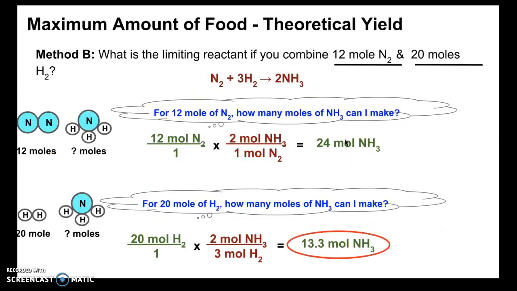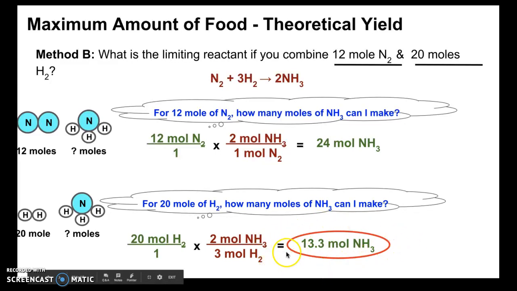Okay, so let's look at the same thing for method B with the chemical equation. This was the work for the limiting reactant. And recall, we were trying to figure out for the 12 moles of N2, how many moles of NH3 can we make? And for the 20 moles of H2, how many moles of NH3 can we make? And we got our answers in each case. And we said that H2 must be our limiting reactant because it produces the smallest amount of NH3.